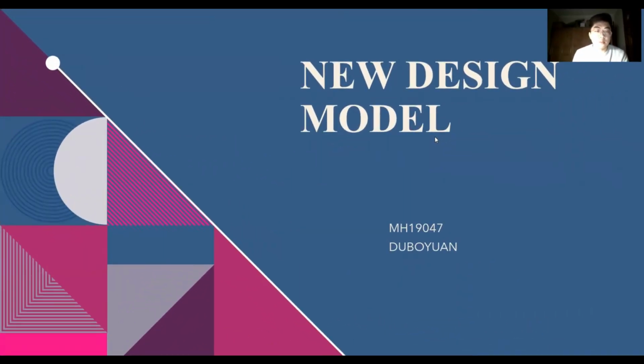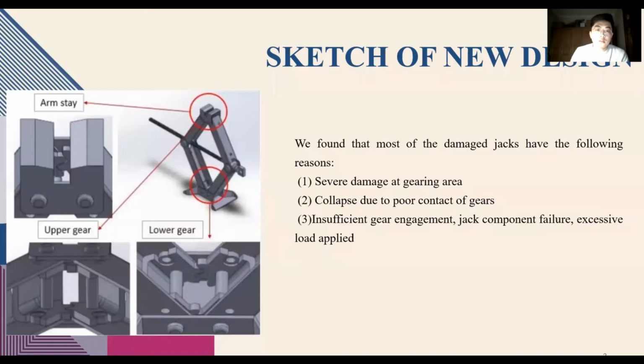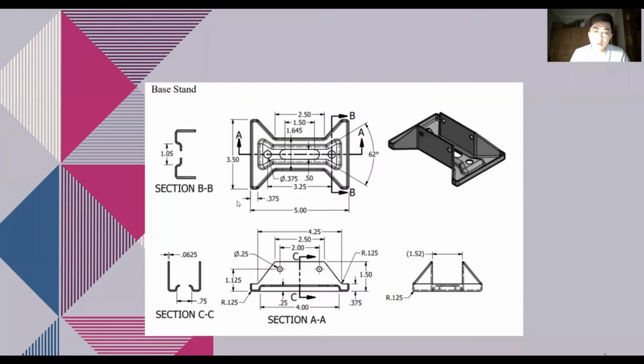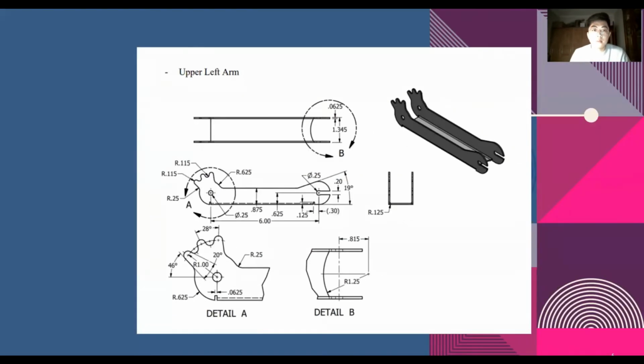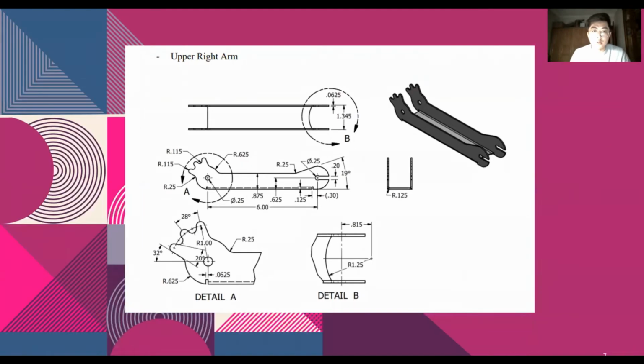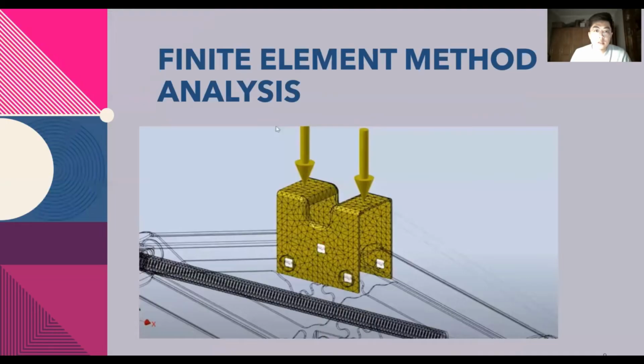My name is Duboy and my matric number is MH19047. I'm going to talk about the new model design. So here we spread the gear parts of the upper and the lower arms to strengthen the gear system. The arm stay part is modified to have a chamfering and a short opening. It can be seen in this figure. This is the CAD drawing of each part: the lower left arm, lower right arm, upper left arm, upper right arm, and left pad.